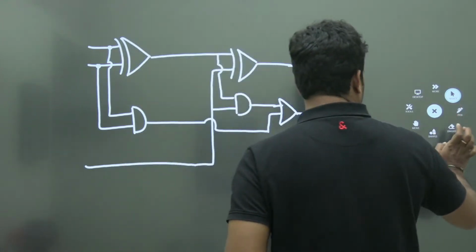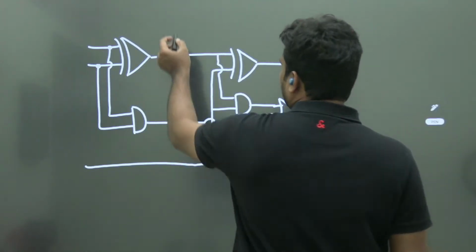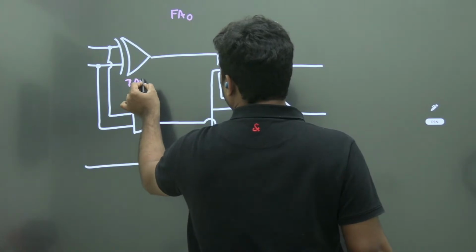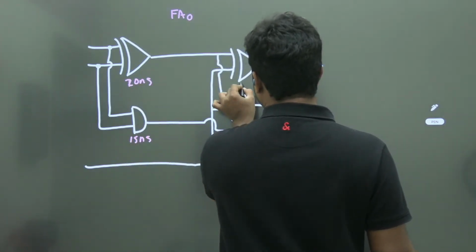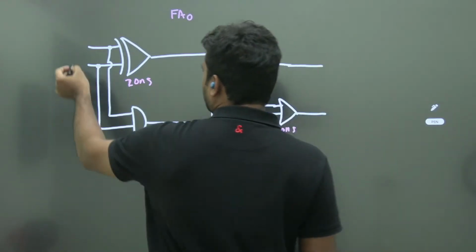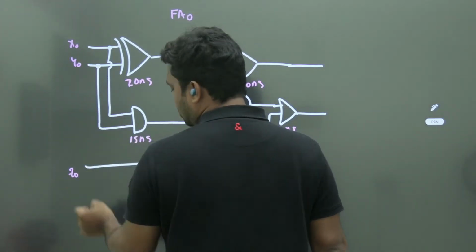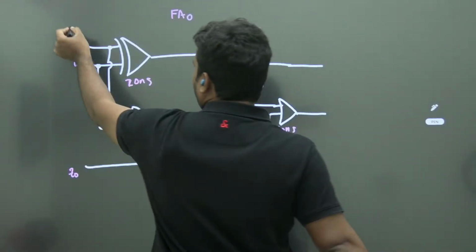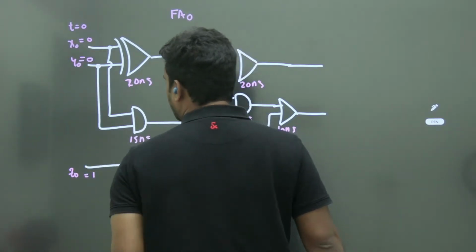So for the full adder, just the last question here, full adder 0. This requires 20 nanoseconds, this is 15 nanoseconds, 15 nanoseconds, 20 nanoseconds, and 10 nanoseconds. So here you are giving X naught, Y naught, and Z naught. What are the inputs? Just tell me. 100. At time t equal to 0, I am applying this as 0, 0, and this as 1.